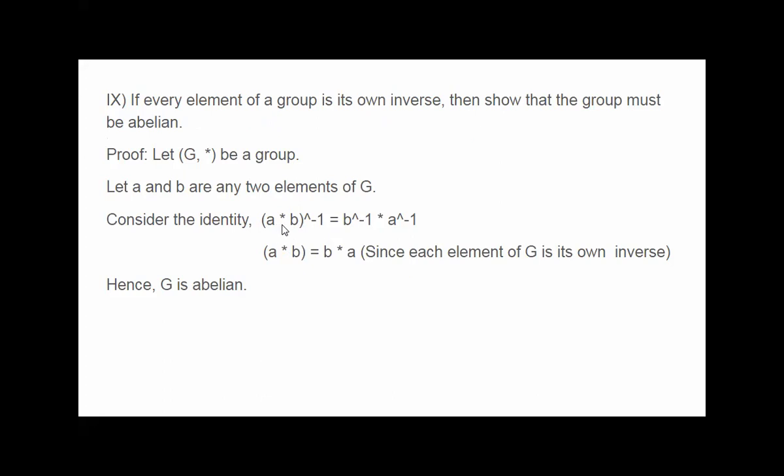A star B is again one element from this group G. Its inverse is its own element, A star B. So the inverse of B inverse is B and the inverse of A inverse is A. So what we got is A star B is equal to B star A. Since each element of G is its own inverse, we can say G is an abelian group, because here A star B is equal to B star A.